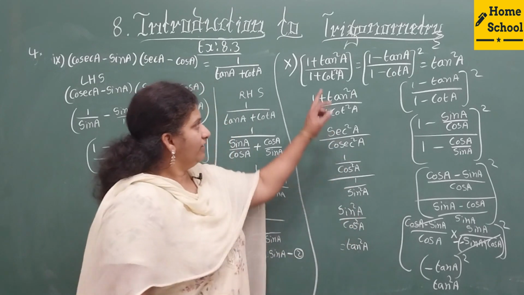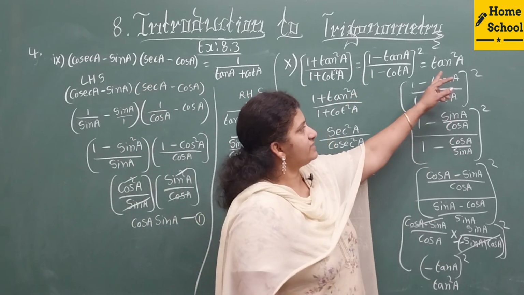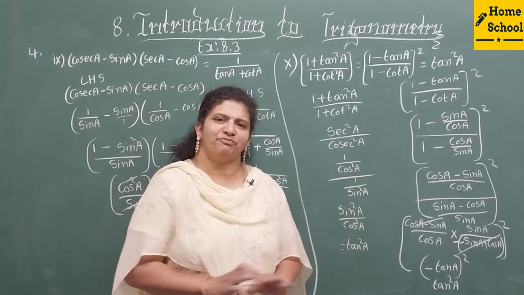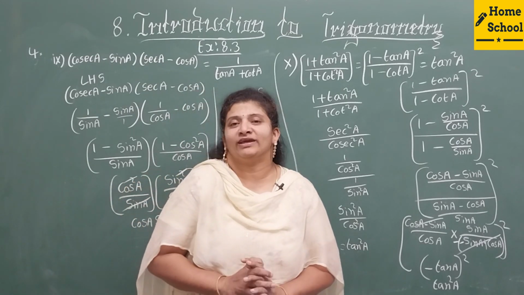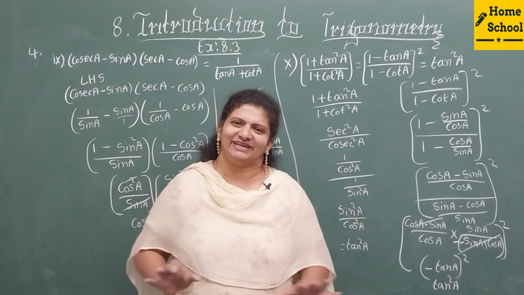So observe here, this one we got tan square A, this one also we got tan square A, and this one also tan square A. Therefore all the three are equal, hence it is proved. With this, we are going to complete our exercise 8.3. Not only exercise 8.3, complete introduction to trigonometry is completed.